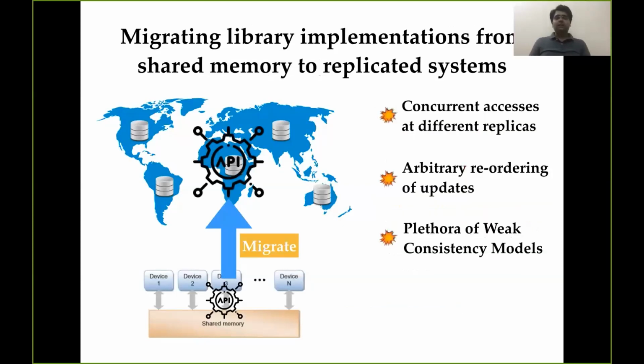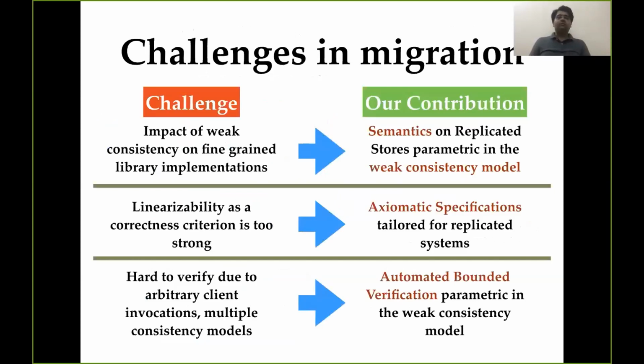Unfortunately, these library implementations are also going to face the same issues which any normal application would face, and therefore there are many challenges that need to be met. In particular, we need to consider the impact of the weakly consistent behavior that's possible in a replicated system on these fine-grained library implementations. To meet that challenge, in this paper we propose a semantics for library implementations on replicated systems that is parametric in the weak consistency model and precisely captures the impact of this weakly consistent behavior.